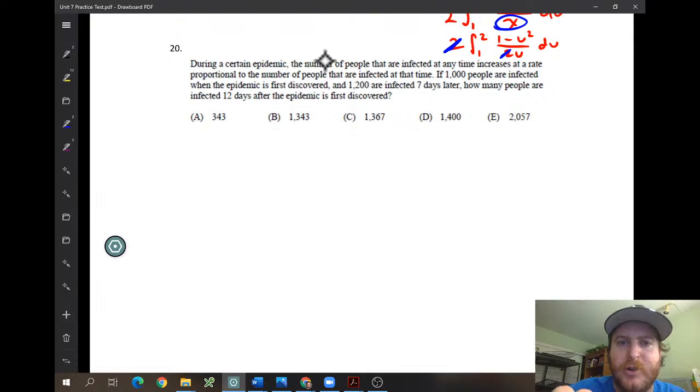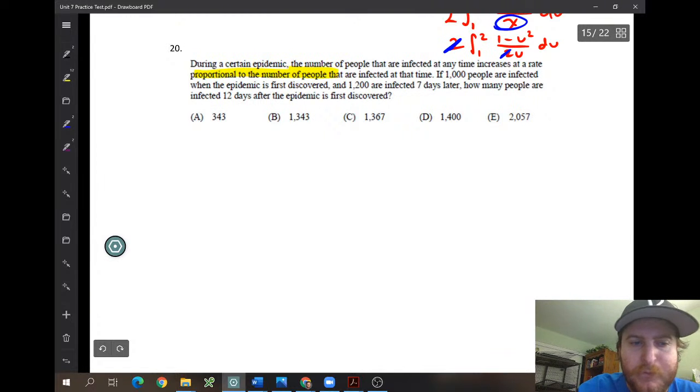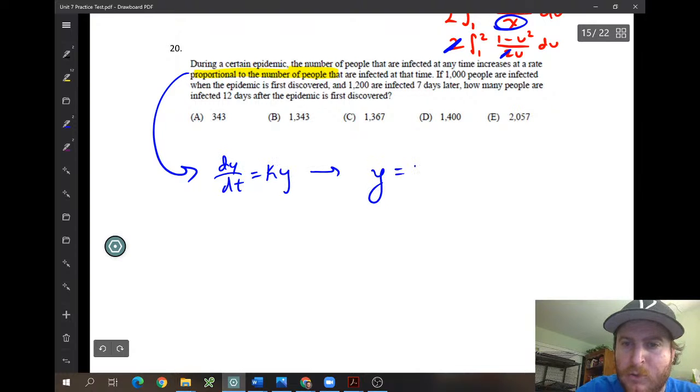So during a certain pandemic, the number of people that are infected at any time increases at a rate proportional to the number of people that are infected at that time. I thought this was kind of a funny question. This was from like 1993, I think. It was a really old AP question, but it kind of fits with where we're at today. So it's kind of fun, or not fun. But when we see proportional to the number of people, as soon as I see that, before I even finish reading the question, I know dy dt equals k times y, which also gives me y equals y naught e to the k times t.